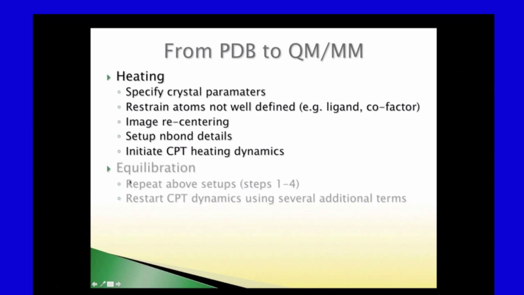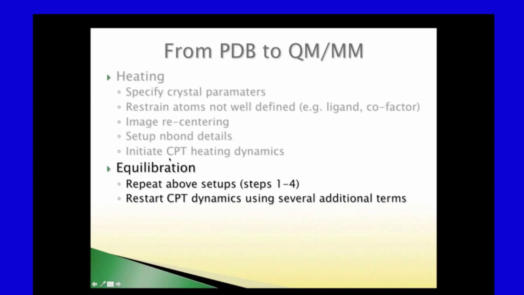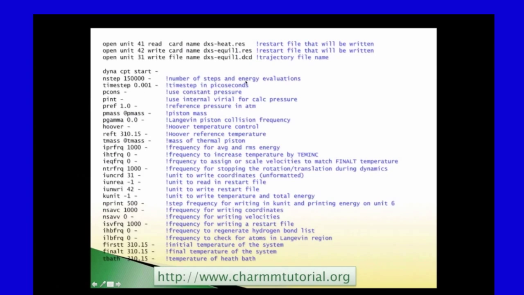And then once you get it thermally equilibrated, so once you are convinced that all of the heat in the system, in raising it, say, from 100 K to 300 K, has been equally distributed, then you can start running equilibration or production dynamics. There you repeat these first four steps, and then you issue some command that looks massive and scary like this, right?